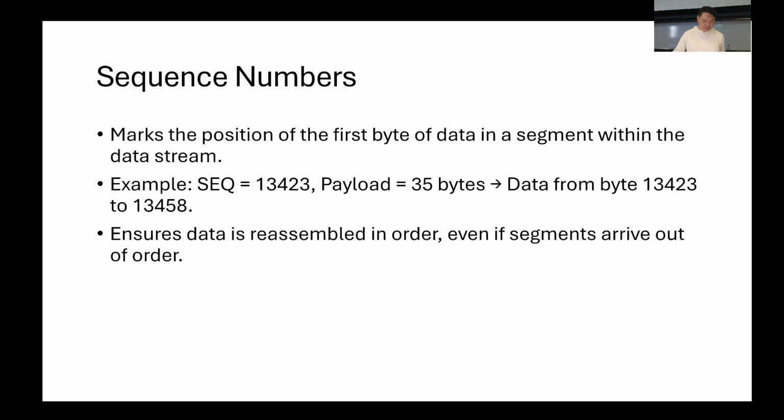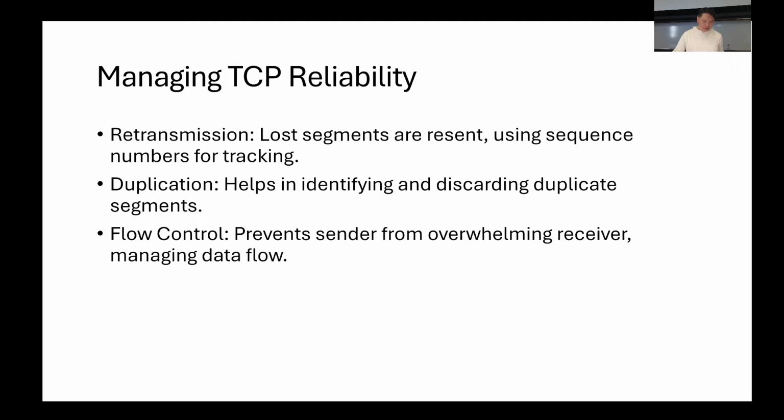So these two numbers, the sequence number and acknowledgment number, are the managing schemes of TCP reliability, for the retransmission case, duplicated transmission or receipt, and flow control. So the sequence number gives us information regarding these three cases.